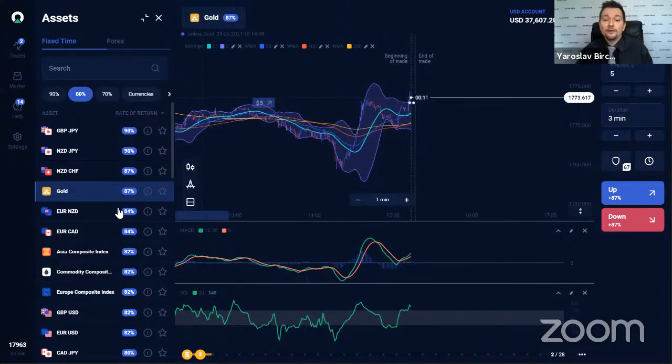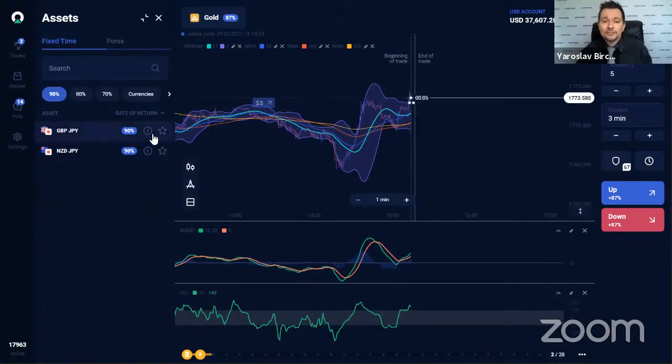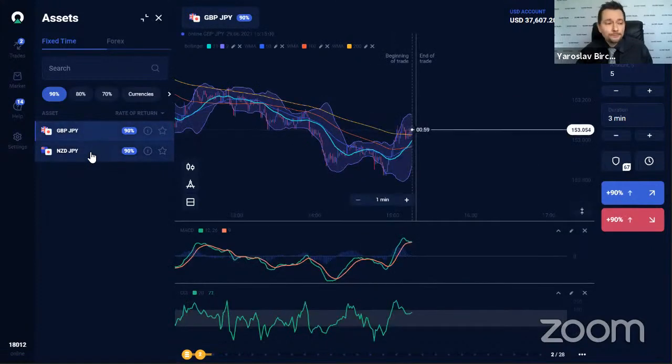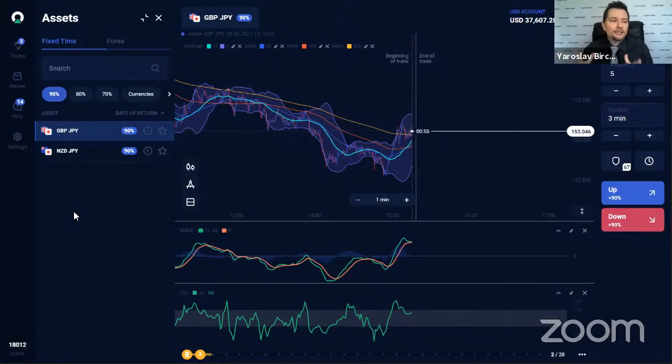But the power that I have in the expert status is that I have much higher rate of return than what somebody, say, with starter status or advanced status has. So this, like I said, here I can have a 90% rate of return for assets like the pound yen and the Kiwi yen. So you guys see the difference there? This is why it's important to try to get expert status as quickly as possible.